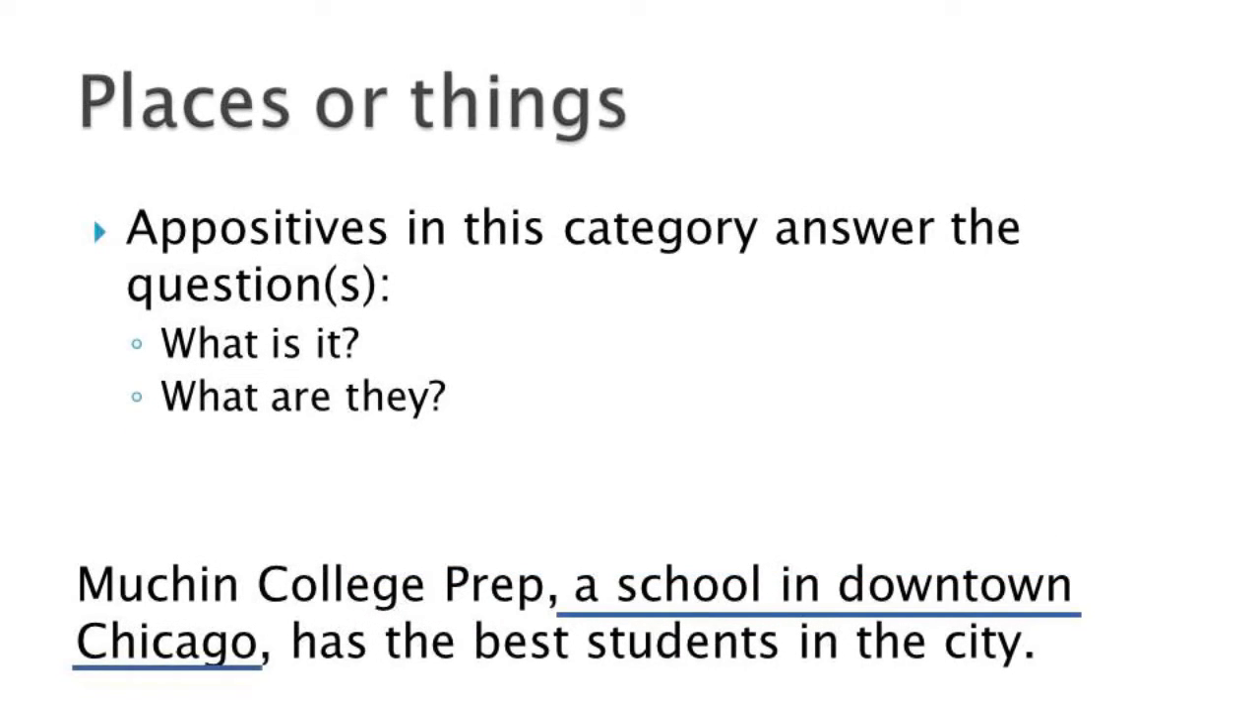Appositives can also be used to rename places or things. Appositives in this category answer the questions, what is it, or what are they? In the example on your screen, Mushin College Prep, a school in downtown Chicago, has the best students in the city. The appositive, a school in downtown Chicago, answers the question, what is Mushin College Prep?